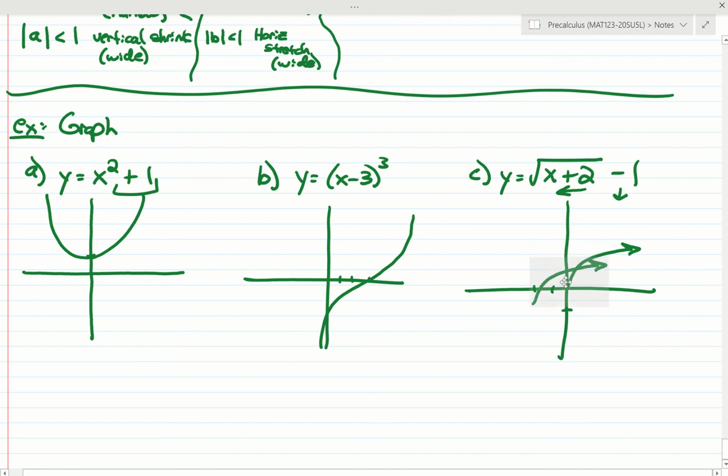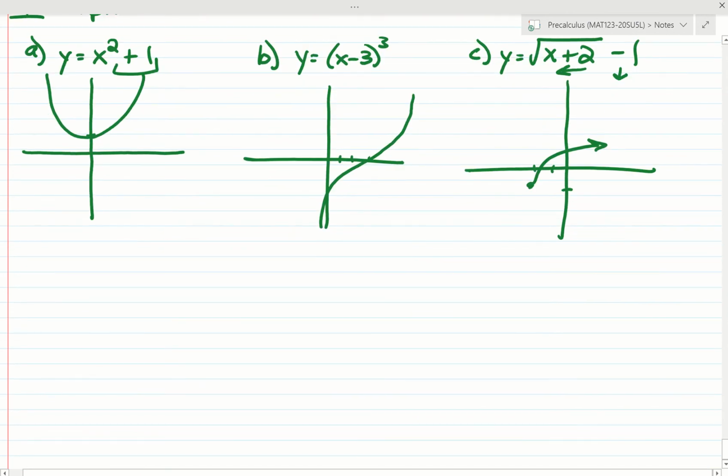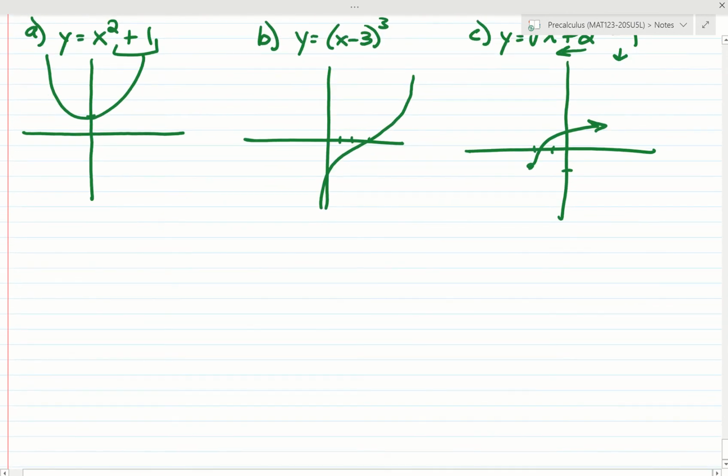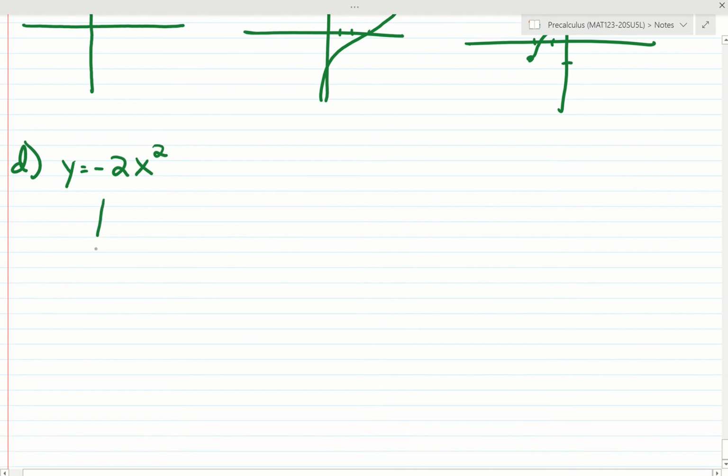Like this. Left 2, down 1 would look like that. That's all there is really to it. Take a look maybe at some reflections or some dilations. What if we had y is equal to negative 2x squared? We're multiplying by negative 2, so that could be a reflection and a dilation.